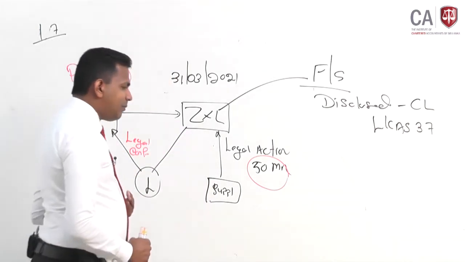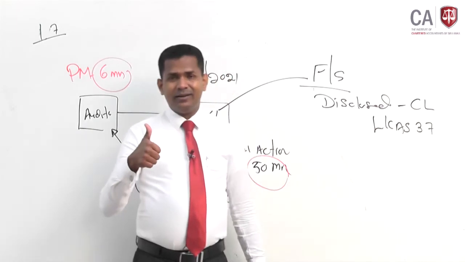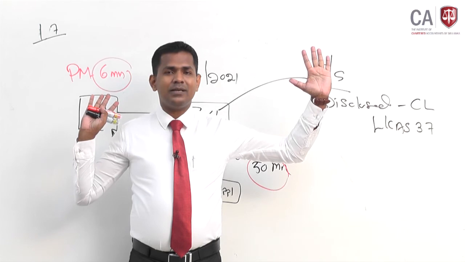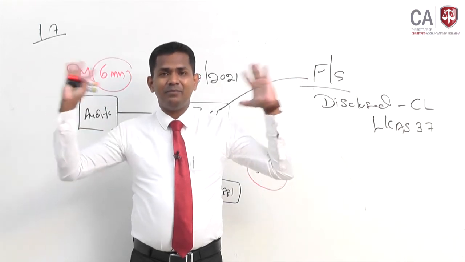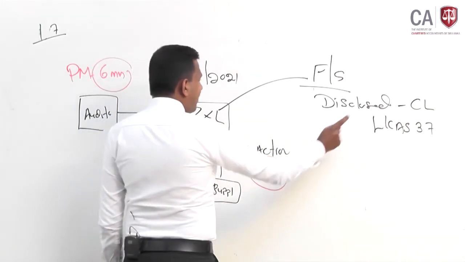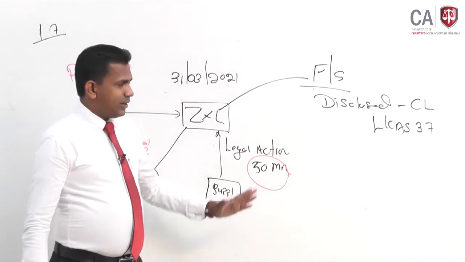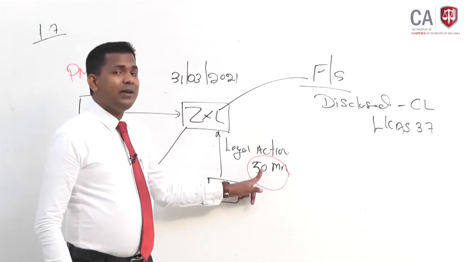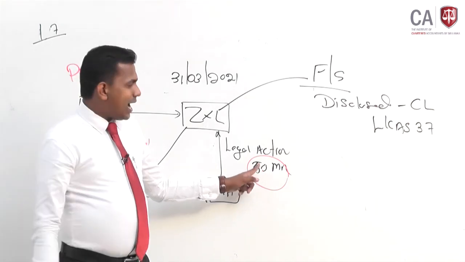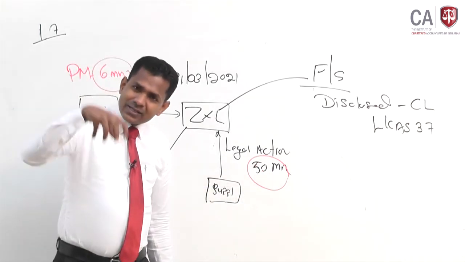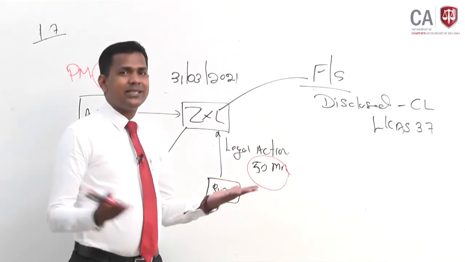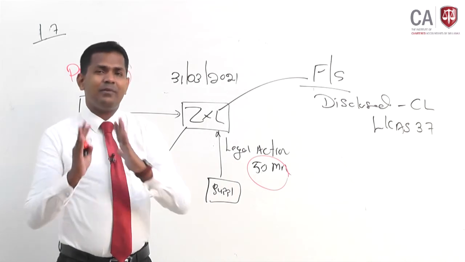So apply my 5-step model. What is 5-step model number 1? To see whether the scenario given here is a misstatement or a scope limitation. That's the important thing. You need to decide whether this 50 million should be accounted for instead of disclosed. Where the accounting standard asks you to record a provision but it has only been disclosed, it is non-compliance with the accounting standard and that becomes a misstatement.